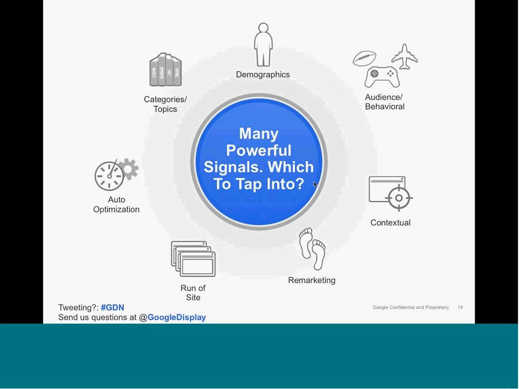Building your target audience is typically done using a combination of a number of different targeting options. These include audience targeting, or behavioral targeting, as it's also known in the industry. Contextual targeting, which is about targeting users based on the content of the page they visit. Demographic targeting, targeting by page categories or topics, which is similar to contextual targeting. Run of site, and remarketing. Then there are also automated optimization solutions, which we'll cover today because they're another option for advertisers on the Google Display Network. So getting back to our challenge of driving efficiency at scale, where do you start?